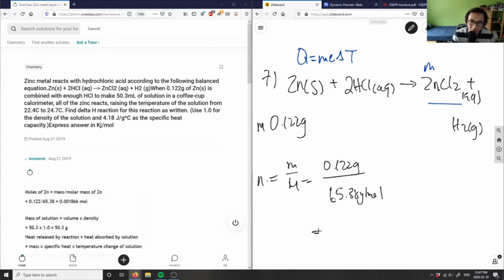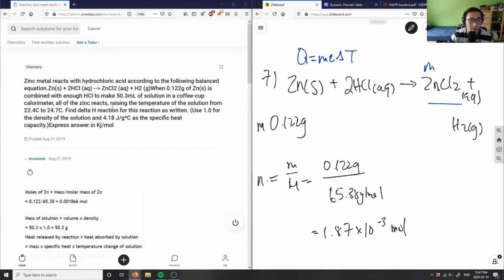I believe the solution here is good, but I'm going to double check it with my calculator. 0.122 divided by 65.38 gives a value of 1.86 times 10 to the negative 3, which is good. I'll round it to negative 3 here. These are my moles of Zn.